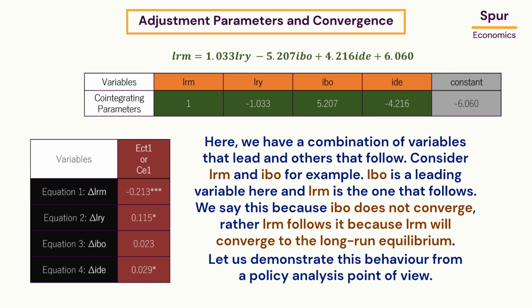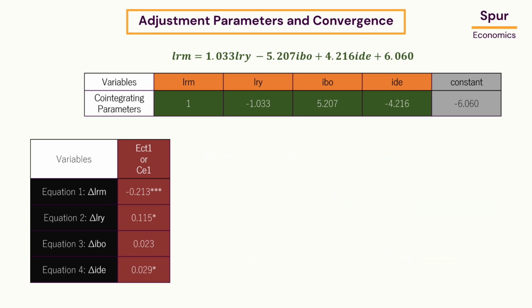Here, we have a combination of variables that lead and others that follow. Consider LRM and IBO for example. IBO is a leading variable here and LRM is the one that follows. We say this because IBO does not converge, rather LRM follows it because LRM will converge to the long-run equilibrium. Let us demonstrate this behavior from a policy analysis point of view.